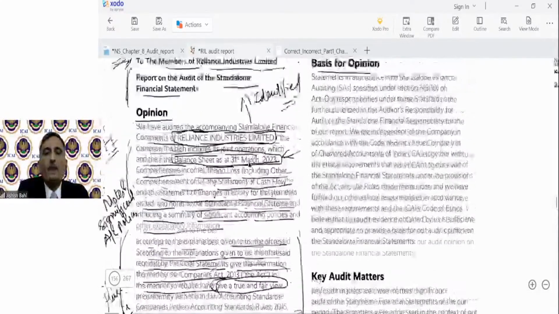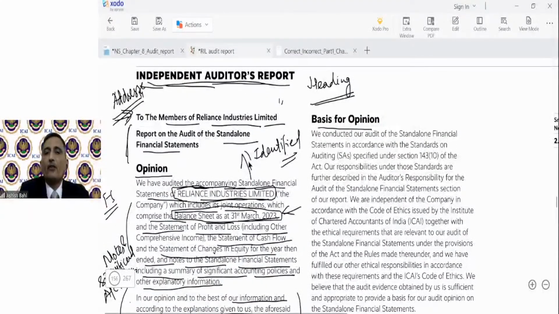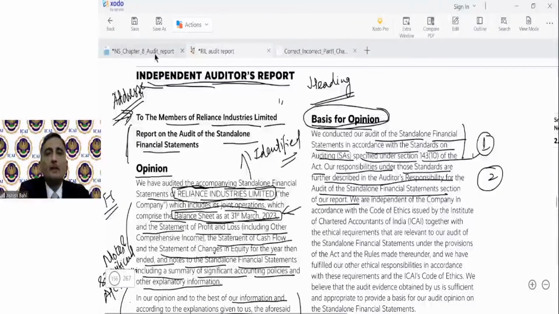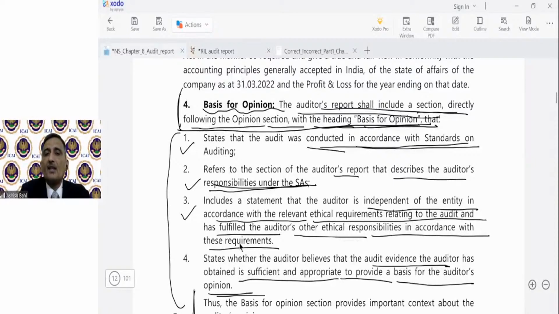Yes. Now it contains opinion, then there is basis for opinion. So what is stated in this? We conducted our audit of standalone financial statements in accordance with standards on auditing specified under section this of the Companies Act. So first point is identified that the auditors have carried out audit in accordance with standards on auditing. Our responsibilities under those standards are further described in the auditor's responsibility. So second point is also identified. So what was the second point? Second point was that it refers to the section of auditor's report that describes the auditor responsibility. So we shall be coming to that, students.